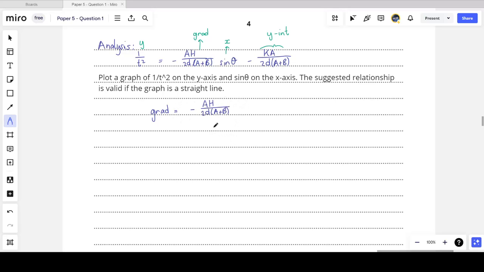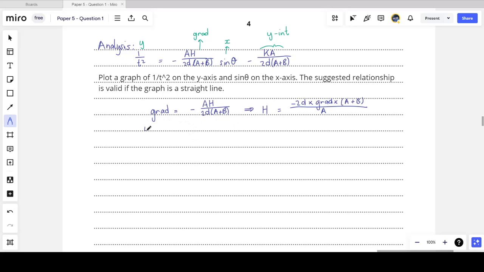Well, A and B are known. D is also known, I'm measuring D. The only unknown here is H, because I can find the gradient of the graph, which means I can use all this information to solve for the unknown constant H. So H is minus 2D times the gradient times (A plus B) divided by A. And so this is the way I would find the constant H. Whatever this constant is, I can find it because everything else is known.